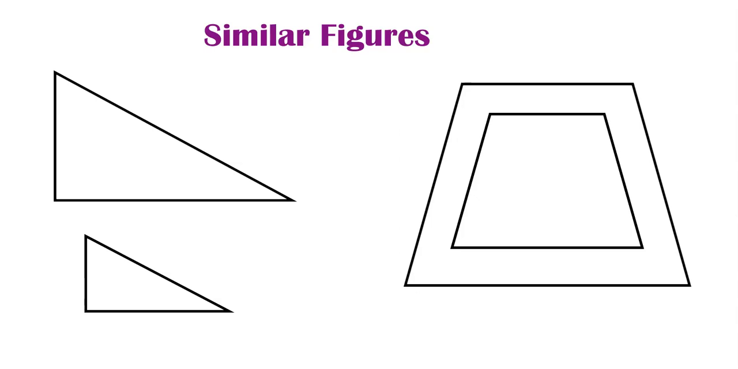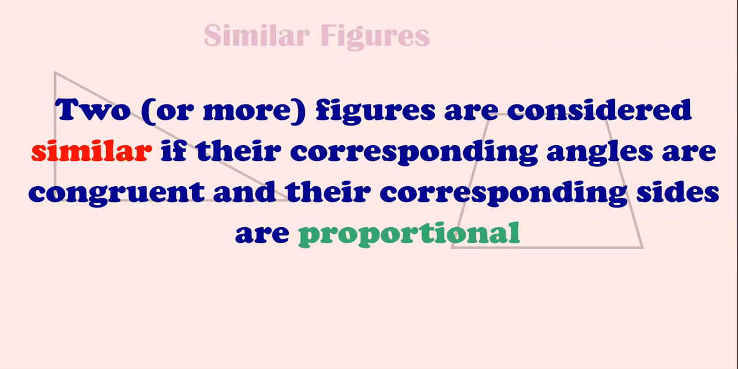Those two trapezoids are similar, and those two triangles are similar, because in order for two figures to be similar, their corresponding angles must be congruent, and their corresponding sides must be proportional. Pause the video, write down this definition of similar figures, and then unpause when you are ready to move on.